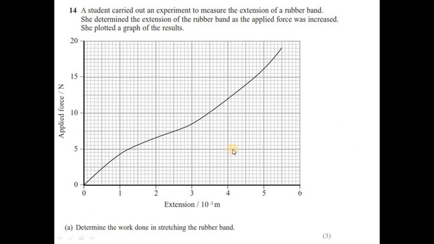Question number 14. A student carried out an experiment to measure the extension of a rubber band. She determined the extension of the rubber band as the applied force was increased. She plotted a graph of the result. This is extension in 10 to the power minus 2 meter, applied force in newton. Determine the work done in stretching the rubber band. This is a force-extension graph, and the work done from the graph is the area under the graph.